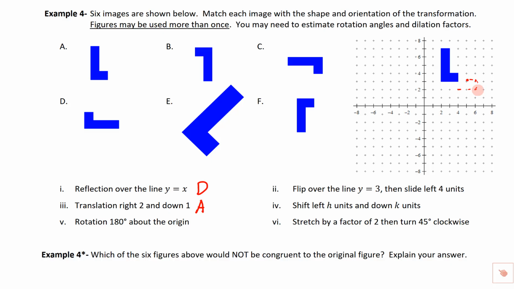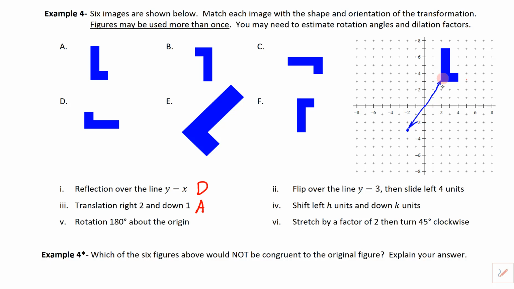Okay, let's do item V. So this is the 5th one. And it says a rotation of 180 degrees about the origin. Okay, now, if you need to use the rules to do this, go right ahead. I'm going to take this and draw a line straight to that one. So instead of going over 2 and up 3, I'm going to go back 2 and down 3 so that we'd end up right here.